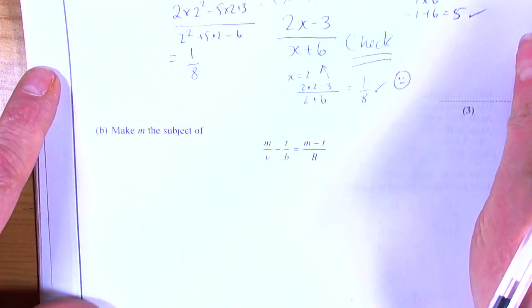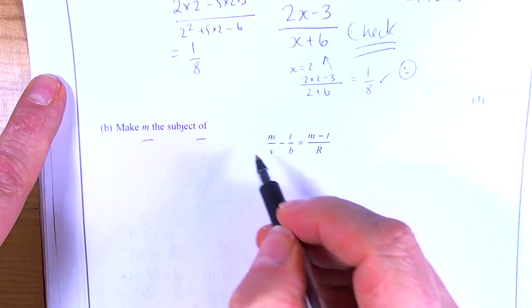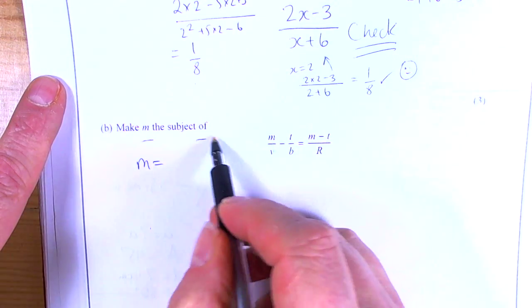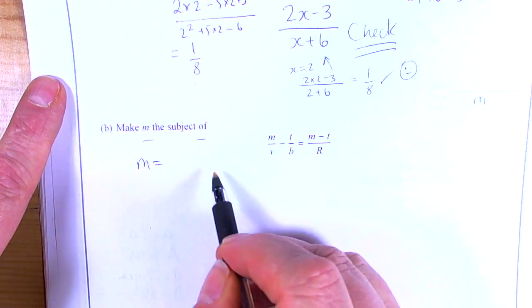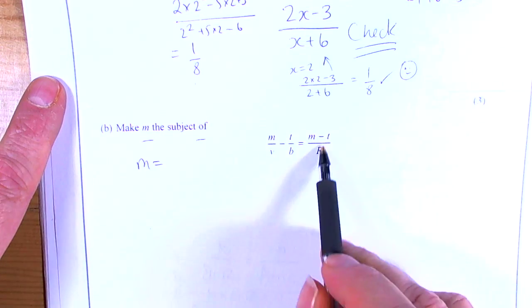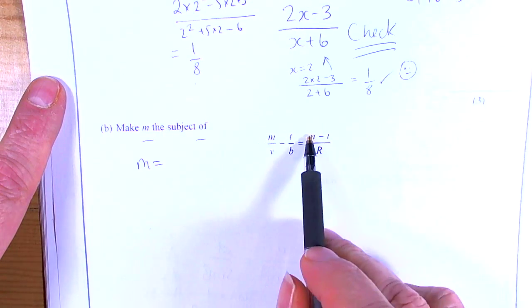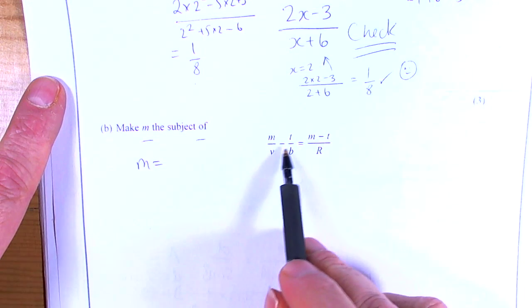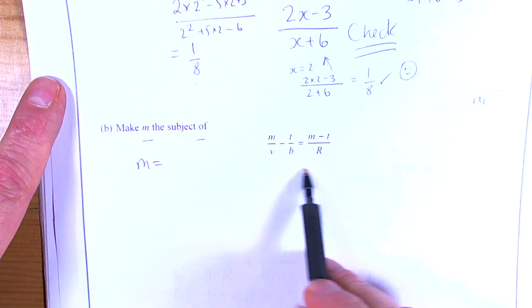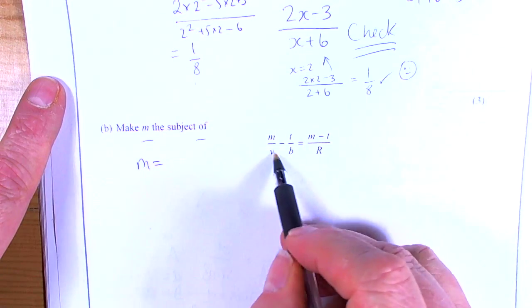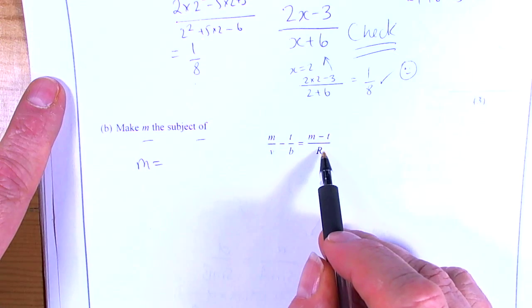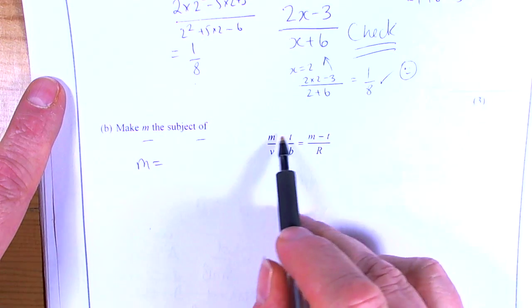Now the next part of this question is asking us to make m the subject. Now m the subject means that we want to end up with m equals and every other letter on the right hand side. So at the moment we've got m in two places, so we're going to have to do something to bring it all to one side and then allow us to move all the other letters back to the other side. Now here we've got two separate fractions, so to do the manipulation it would be much easier to make this a single fraction.